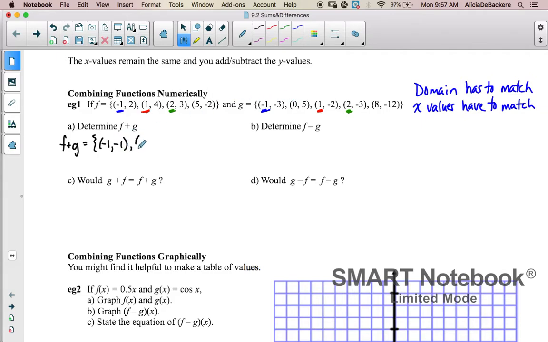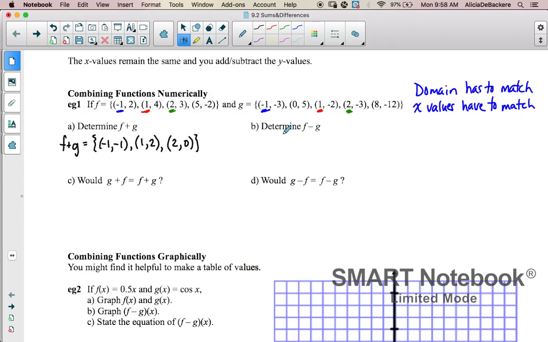And then my second point is going to have that x value of 1 matched in both of the functions. And again, to come up with my y value, I'm just adding the two original y values. So 4 plus -2 is 2. And then for our last point, the x value that matches is 2. Notice the x values aren't changing. It's only the y values I'm adding. So 3 plus -3 is 0. And that's the end of that set. So f plus g will only have 3 points.